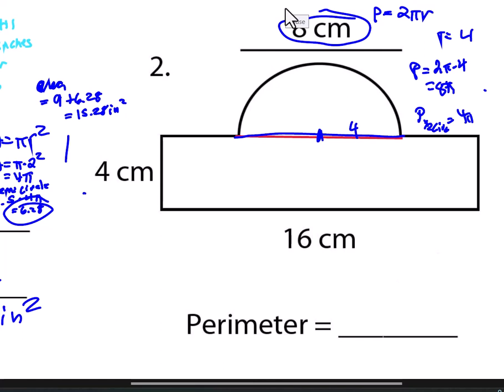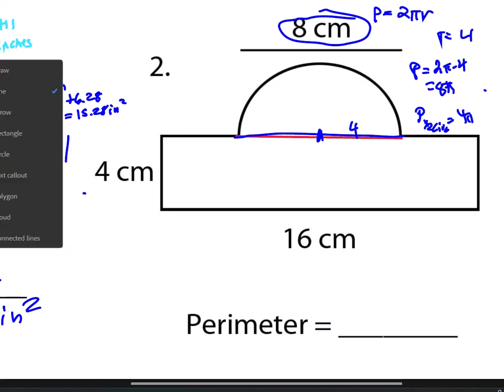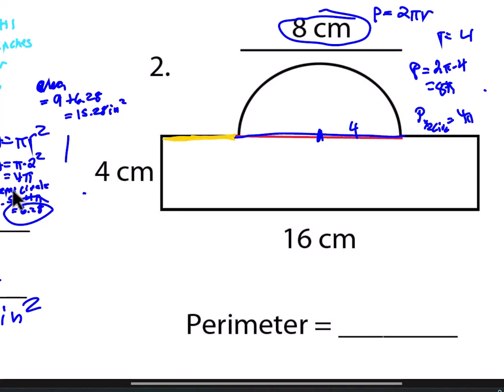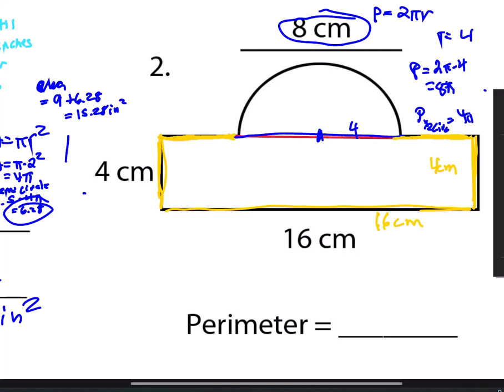Now it's time to get to the rectangle. For the rectangle, you're just going to add up the lengths of the sides, but we have to be a little careful because we don't have all parts of all sides. So I have this part right here and this part right here. Those are the two tricky parts. And then I have this side, which is 4 centimeters, and this side, which is 4 centimeters. And then I have this side, which is 16 centimeters. So now I just need to figure out my parts that are right here, from here to here, and from here to here.